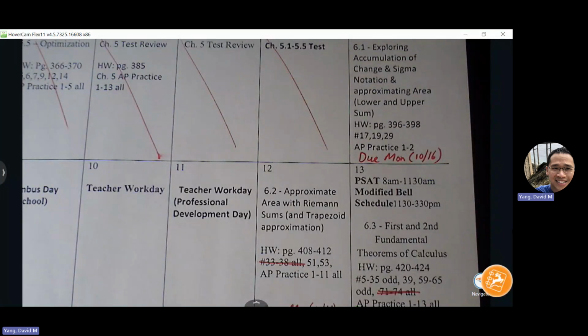Okay, guys, stop. Quite a few things I want to go over today. All these homework assignments will be due next Monday. I'm making some slight adjustments to your homework assignment. So under 6.2, you guys can cross off 33 to 38 all, and then on the 13th, you can cross off 71 to 74 all.